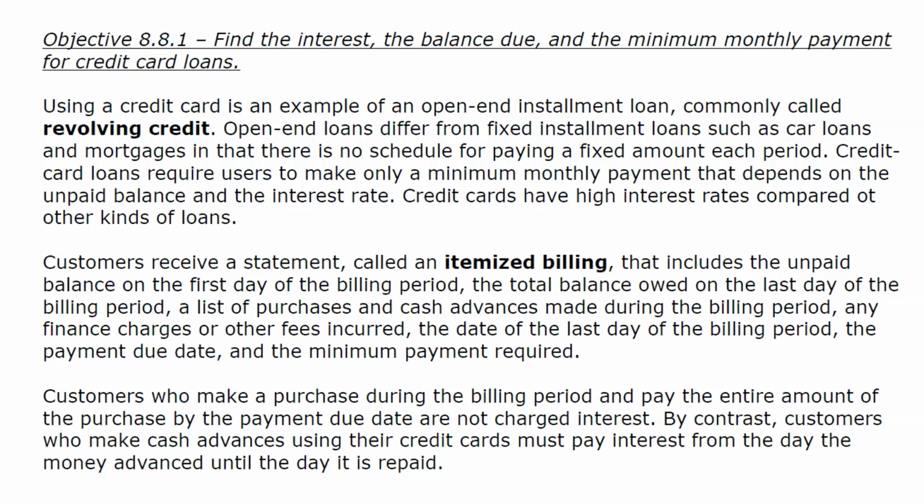Customers receive a statement called an itemized billing that includes the unpaid balance on the first day of the billing period, the total balance owed on the last day of the billing period, a list of purchases and cash advances made during the billing period, any finance charges or other fees incurred, the date of the last day of the billing period, the payment due date, and the minimum payment required.